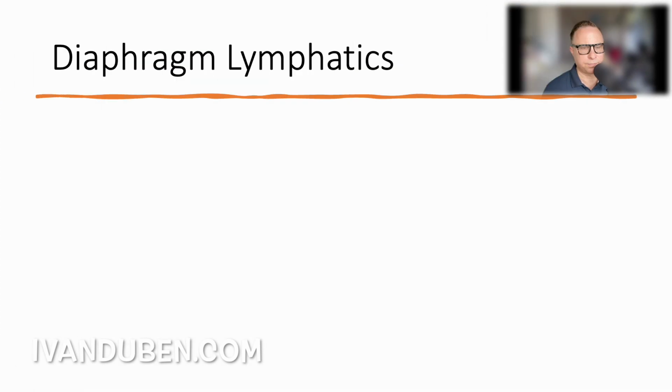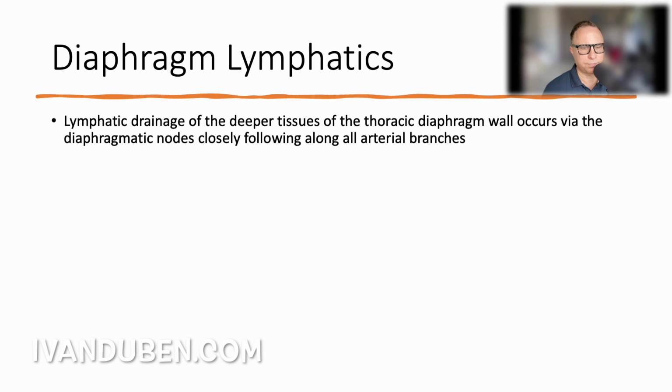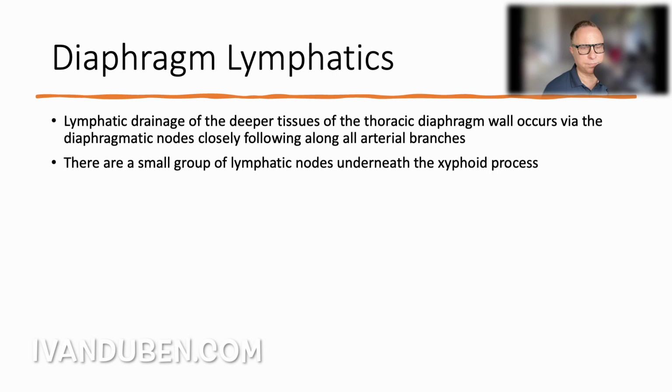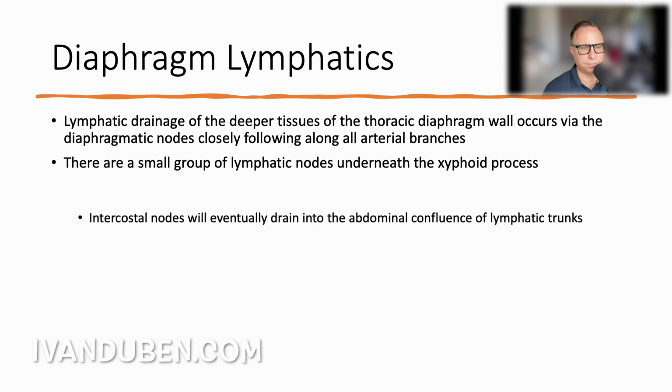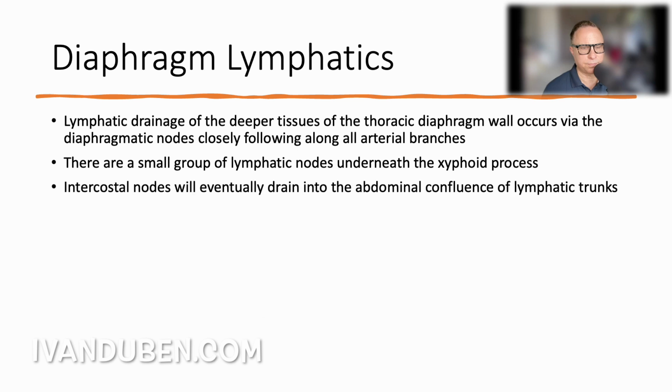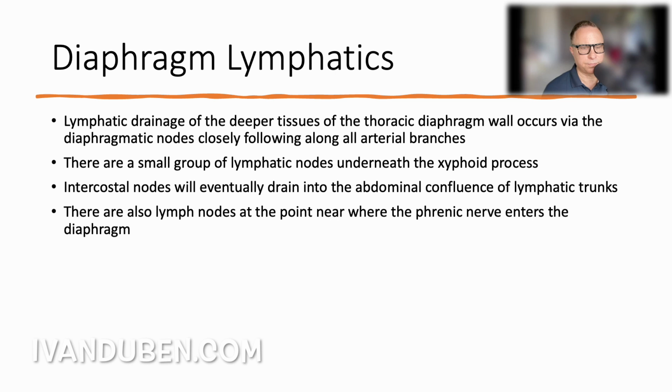Getting into the lymphatics of the diaphragm, lymphatic drainage of the deeper tissues of the thoracic diaphragm wall occurs via the diaphragmatic nodes, closely following along all arterial branches. There is a small group of lymphatic nodes underneath the xiphoid process. Intercostal nodes will eventually drain into the abdominal confluence of lymphatic trunks, which is the entrance of the thoracic duct. There are also lymph nodes near where the phrenic nerve enters the diaphragm.